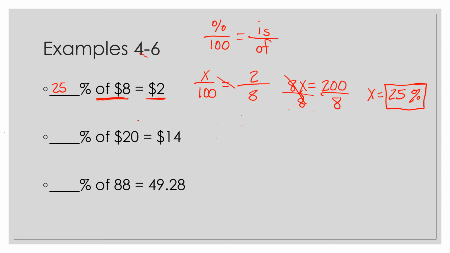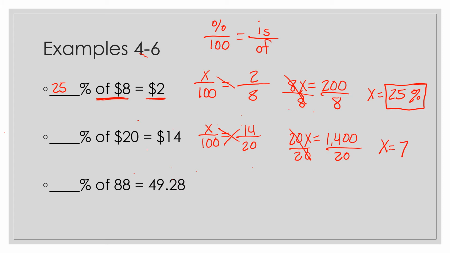Okay, and for our second one, we're going to have x over 100 equals, and our of is 20, so that's on the bottom. 14 is our numerator. So 20 times x is 20x. 14 times 100 is 1400. We would divide by 20 on both sides of our equation, and x would equal 70%.